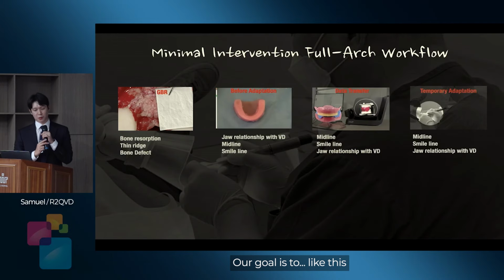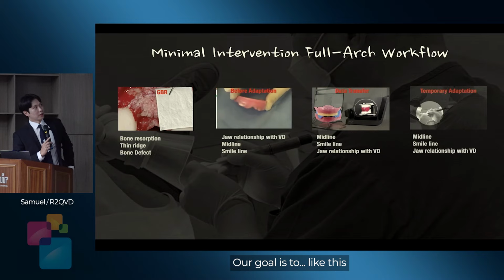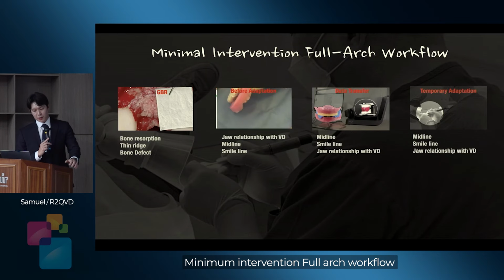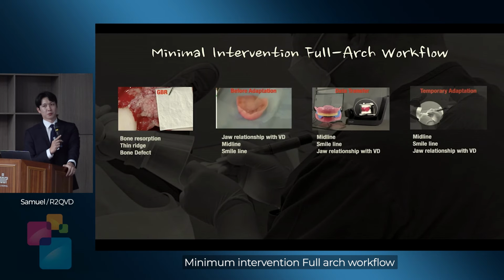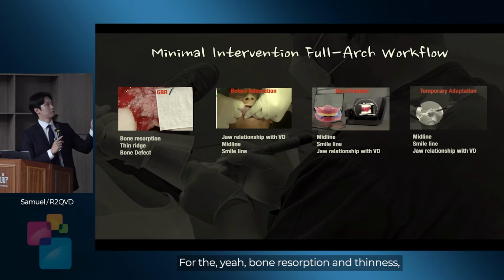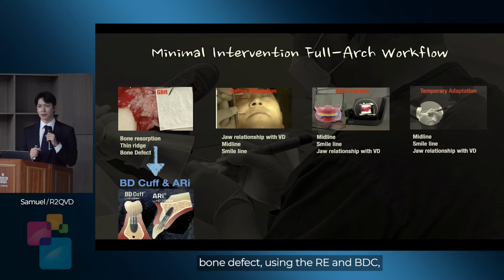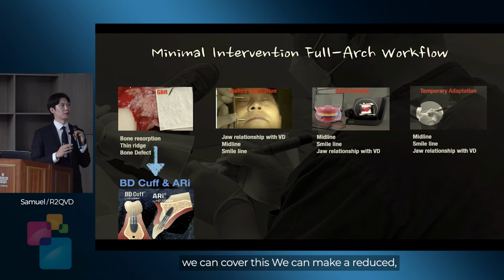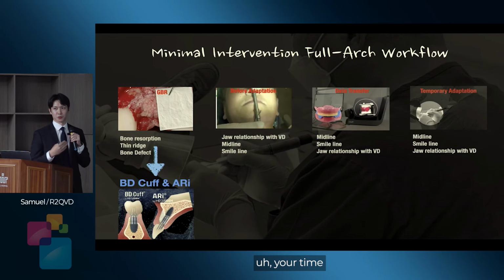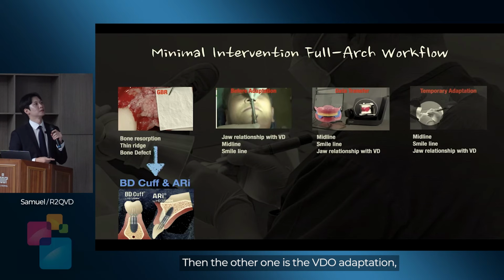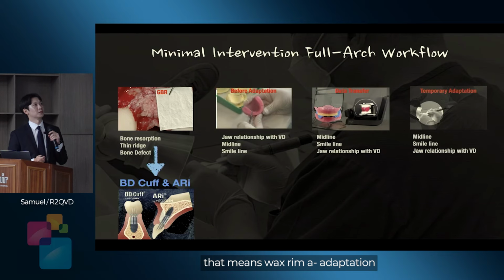Our goal is a minimum intervention approach workflow. For the bone resorption, thinness, and bone defect, using the RE and BDC, we can cover this. We can reduce the time. Then the other one is the before adaptation, that means wax rim adaptation.